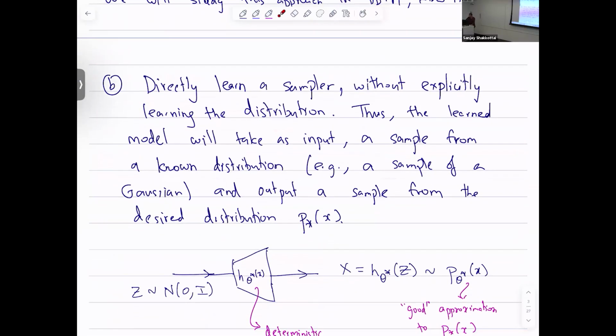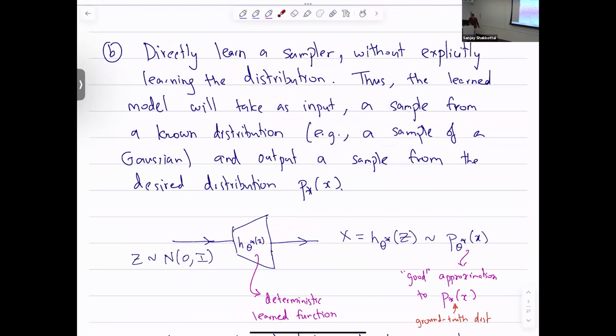But there's also another approach, which is to directly learn a sampler without explicitly learning the distribution. So the black box will not know p theta star. The black box somehow encodes it, and the output of this box is a sample from this distribution. You don't have explicit access to the function itself. That's the style I'm going to think about today.